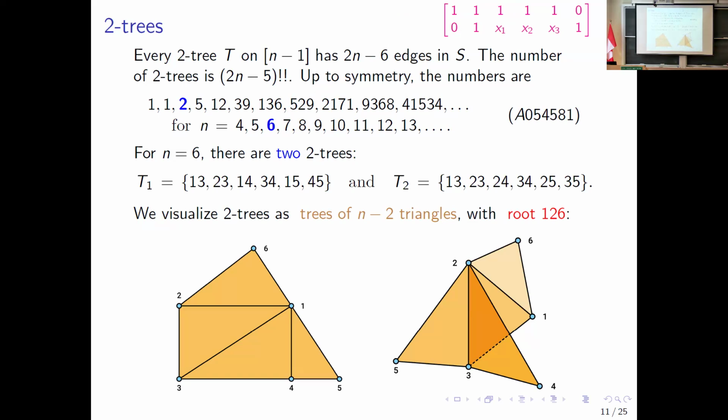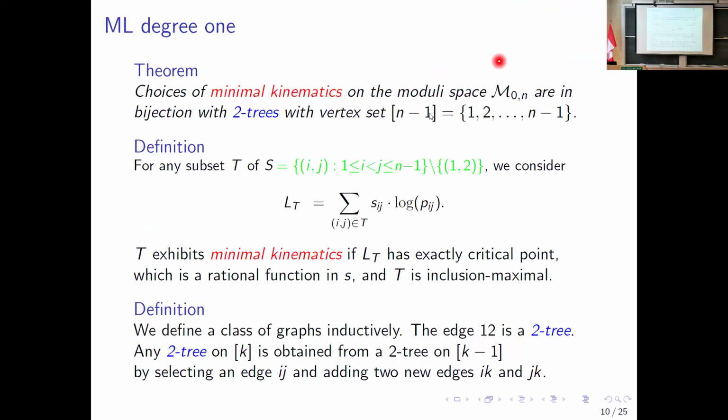Okay, so now the theorem. So it's clear now. I've defined what minimal kinematics means, and I've defined what 2 trees mean. So I claim the subarrangement, the graphic arrangement of these 2 trees has exactly 1 critical point, 1 bounded region.